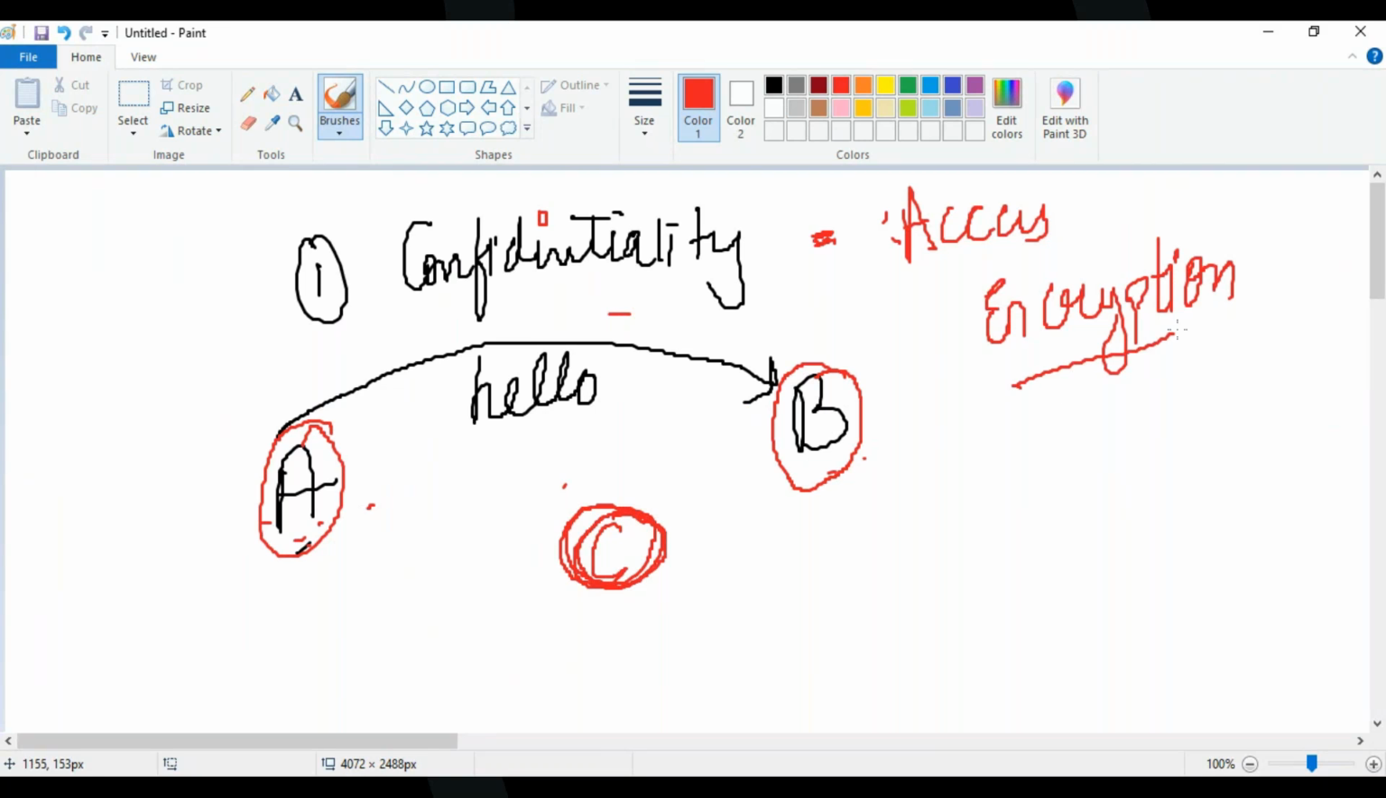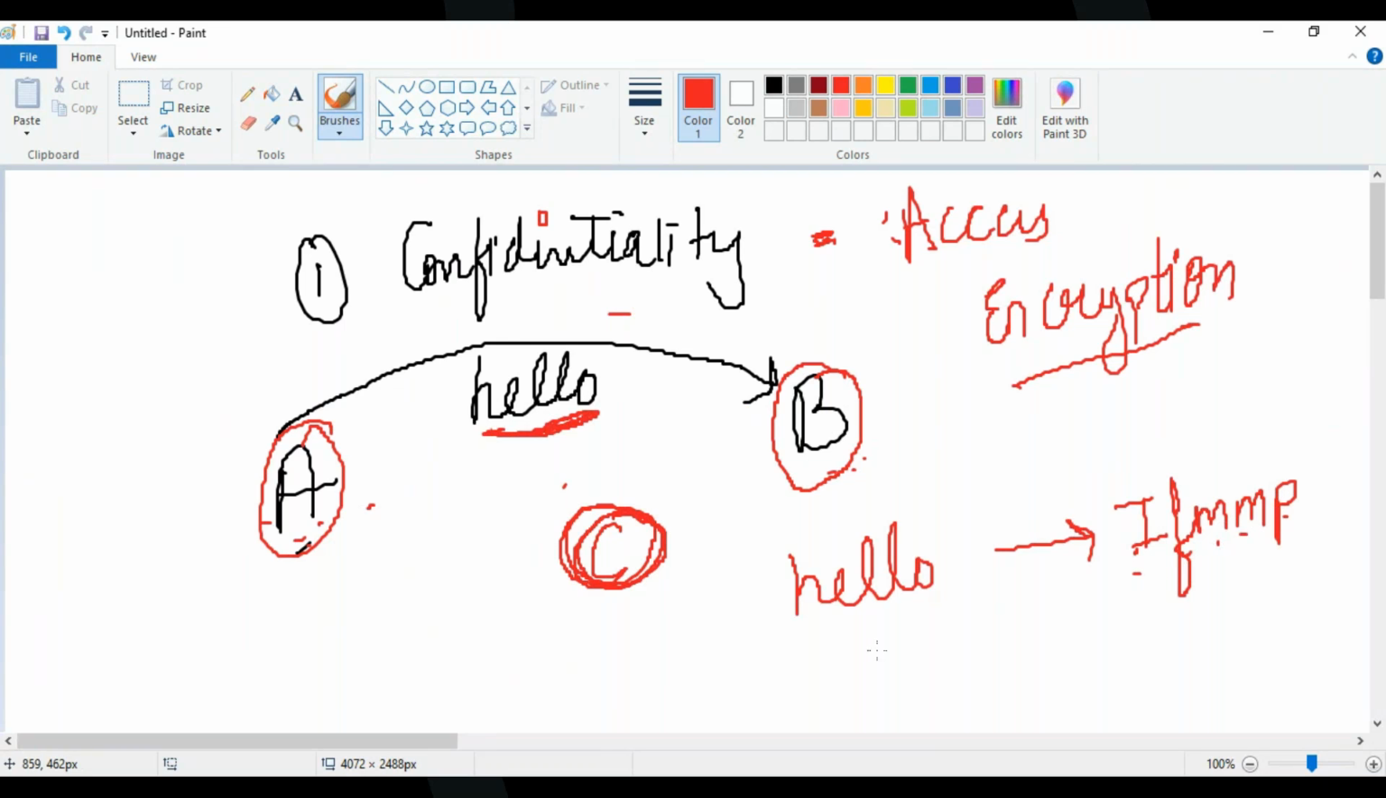Now what is encryption, guys? Suppose this A is sending a hello message to B. Now I want to encrypt this message, right? So how will I do that? I can say I will just change this hello message to an unreadable format. So that message could be like this. I'm just converting this hello message into IFMMP, right? IFMMP. Correct?